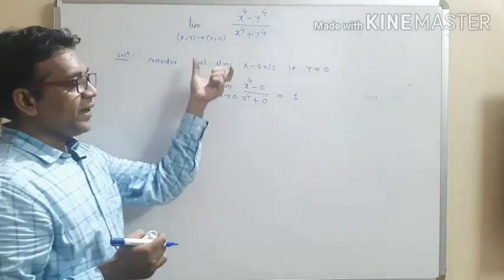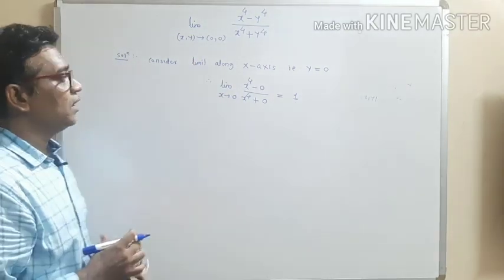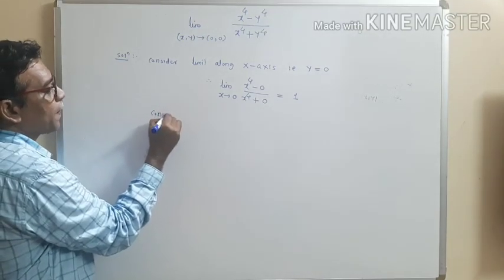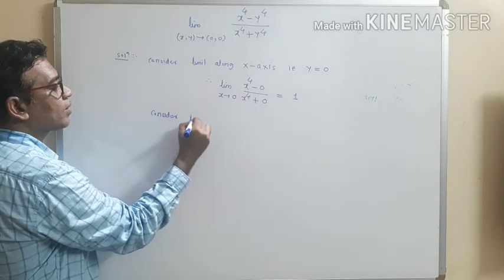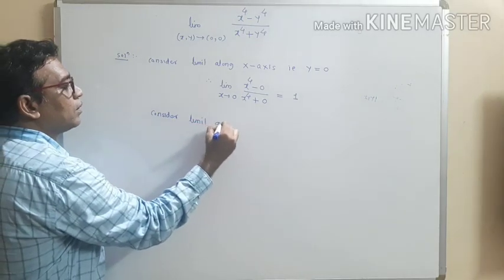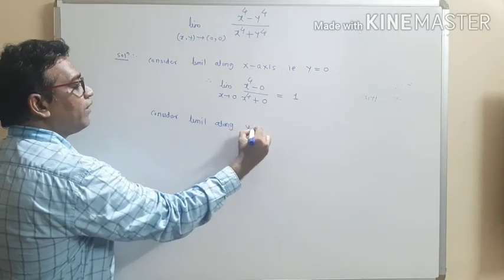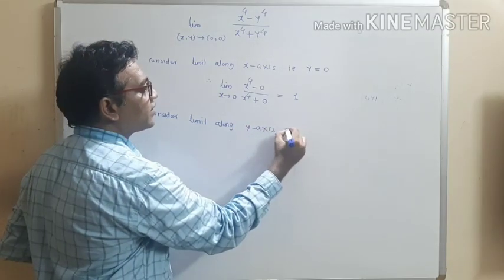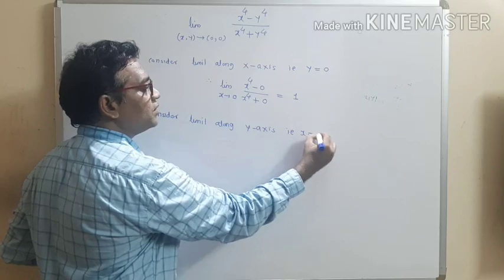Now consider the next equation and find out the limit. So write down the next equation. So write down, consider the limit along the y-axis, and the equation of the y-axis is x equal to 0.